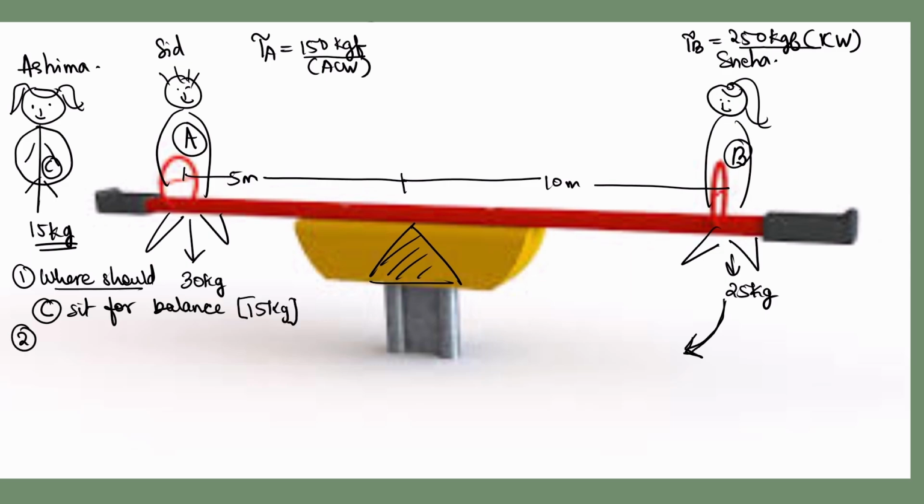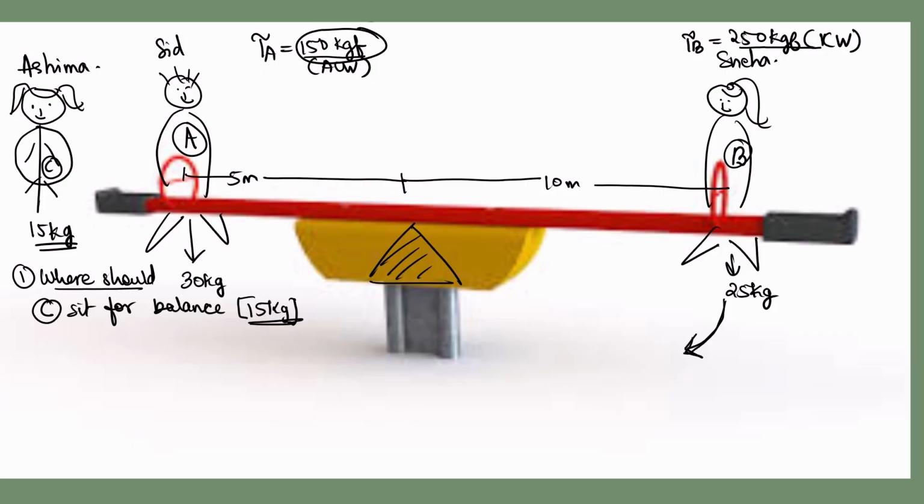Where should Ashima sit? That question can be answered very easily, because she has to sit on the side of Sid, because Sid is the one who has lesser torque, isn't it? Very easy. But please don't write that and come for your physics exam. You have to give her exact position, exact distance from the pivot. Remember this. Please don't just write she should sit on the side of Sid. That is not a complete answer. You need values. Whenever they ask you where, or when, you need numerical values to it. So let us see, where should a person C weighing 15 kg sit for balance?